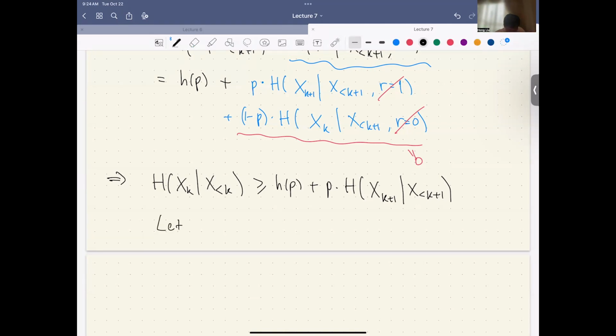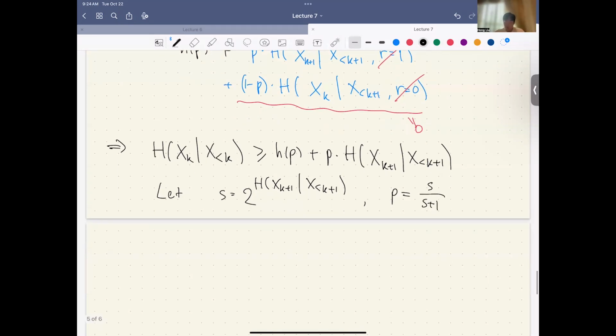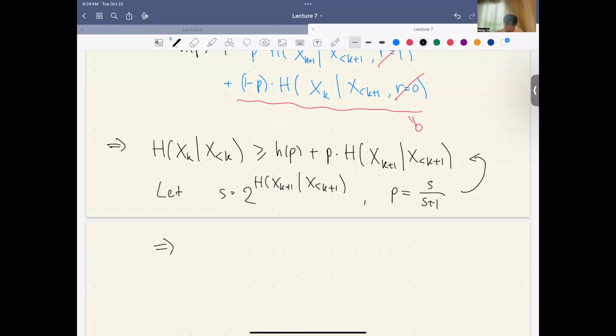Let S equal 2 to the entropy on the right, of xk plus 1 given x less than k plus 1, and then we're going to pick this little p to be s over s plus 1. That's how we're going to do the optimization. Then you plug in here, you will get the desired inequality. This is pure computation. I will skip it.